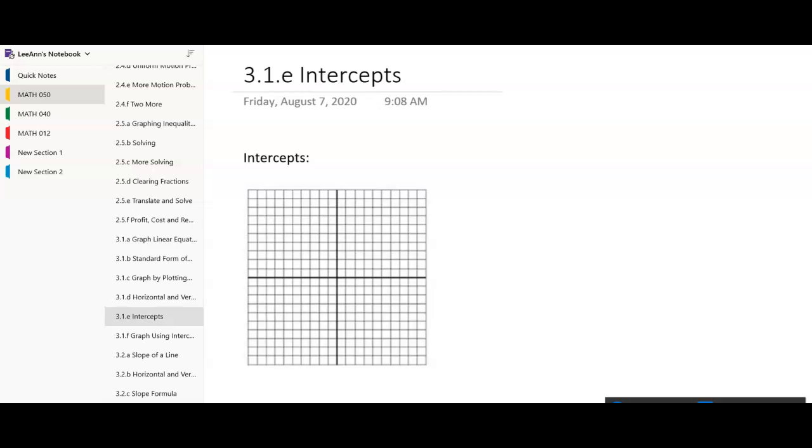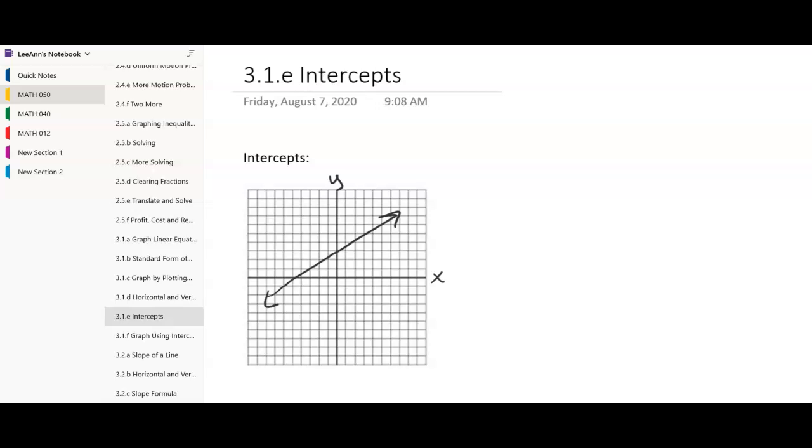We're going to talk about intercepts. So let's say we have a line. Let's draw a line. Okay, so there's a line. Remember, this is the x-axis and this is the y-axis. And say I just have this graph that I'm given and they say, hey, what are the intercepts?